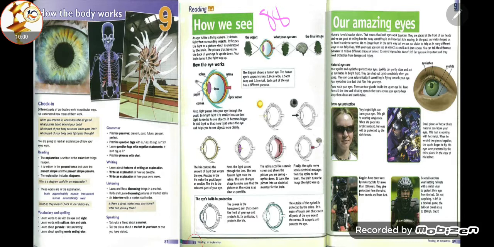Okay, so this is the first page, page 88. We have listened to page 88. It talks about the parts and the function of each part, the most important parts of your eye.